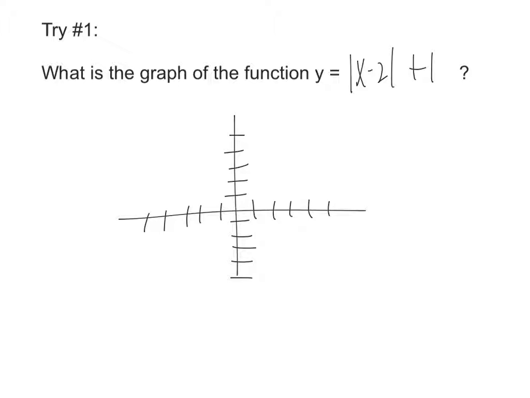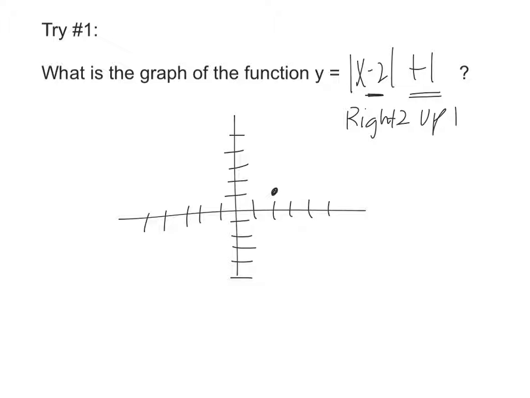The 1, remember, is telling us to go up 1, and the negative 2 is actually telling us to go right 2. It's the opposite of what we think. So we're going to go right 2 and up 1, and our vertex is going to be centered here at 2, 1.